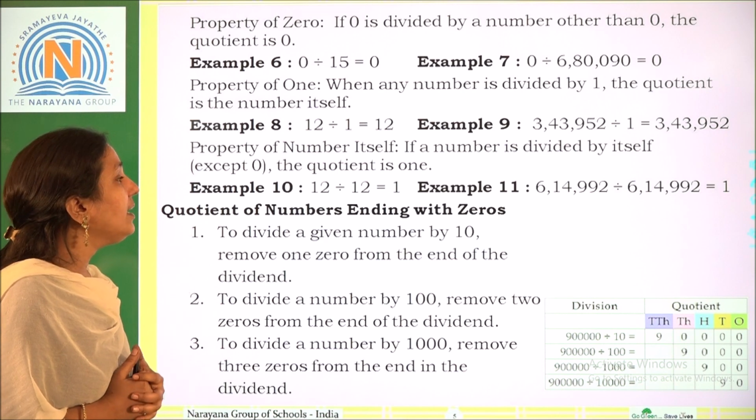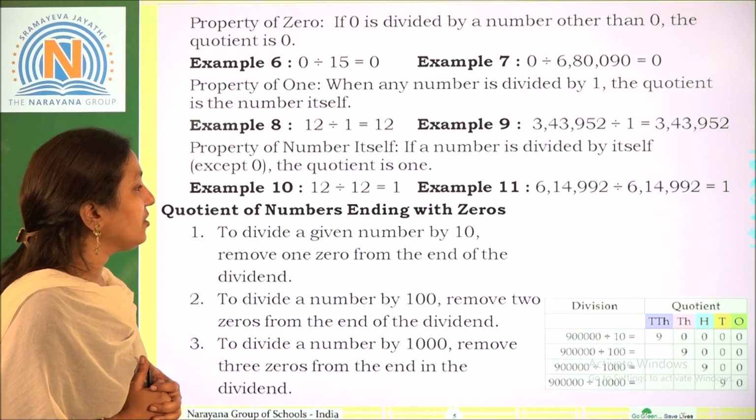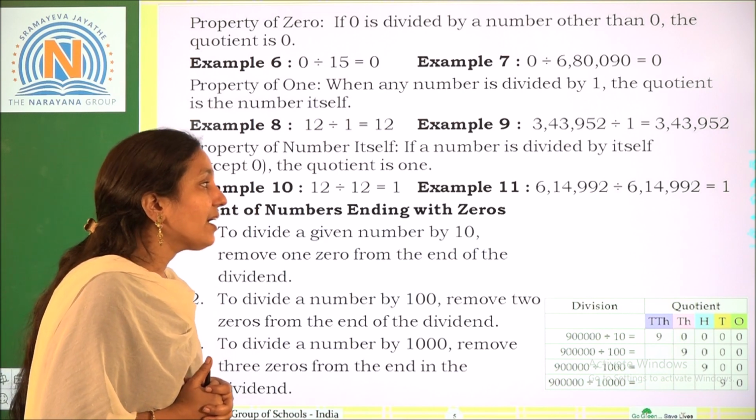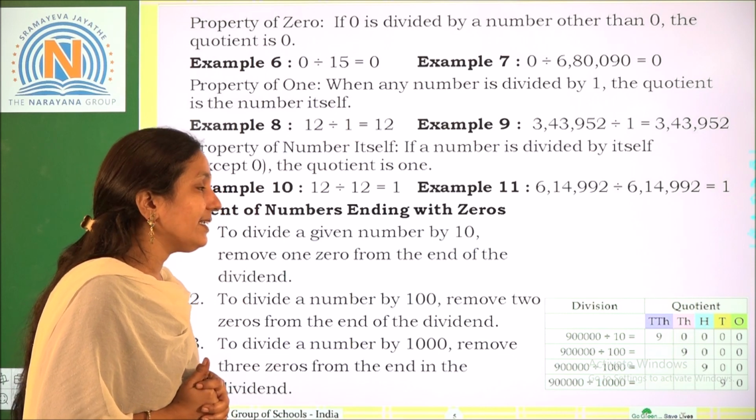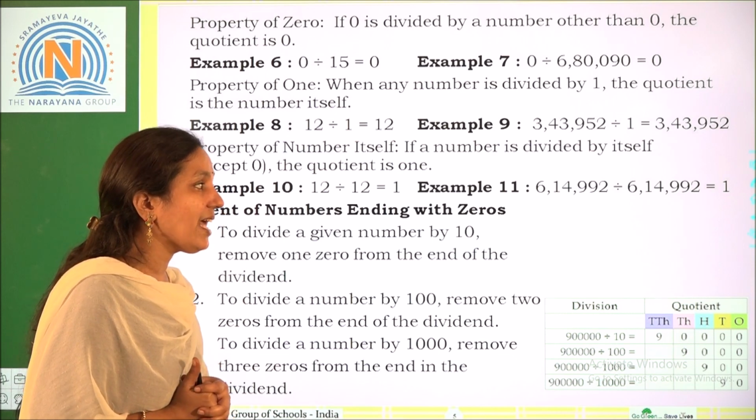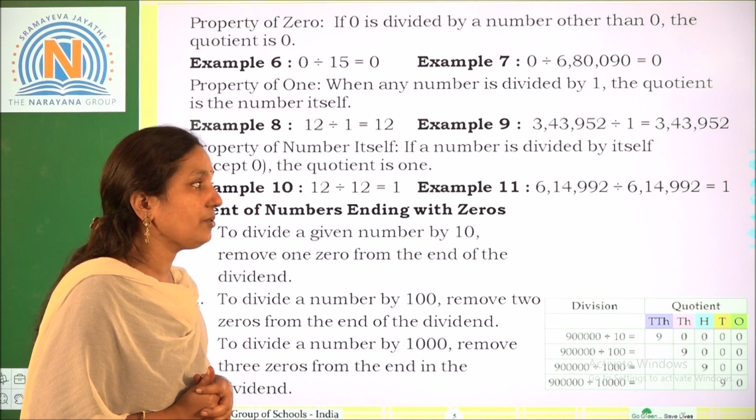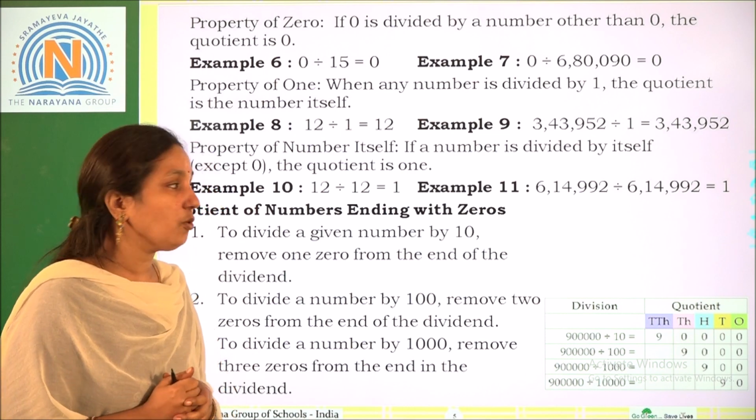So example, 12 divided by 12 equals 1. And 6,14,992 divided by 6,14,992, you will get 1 as the quotient.